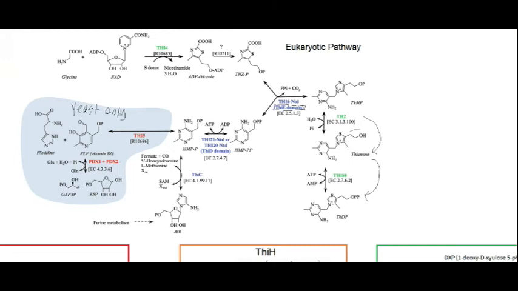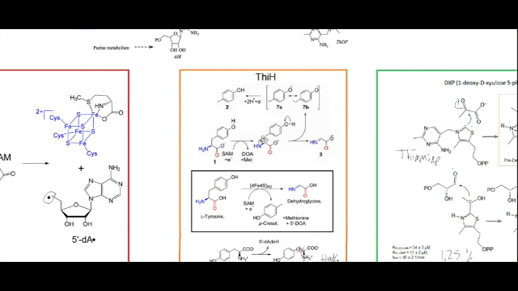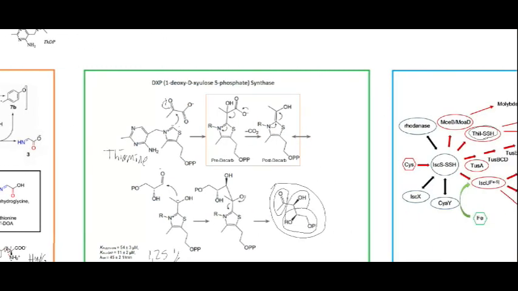I believe this is the form that we get it in our diet, but the pyrophosphate version is the kind that's actually used as a cofactor, which we actually were able to see here in this DXP synthase, using thiamine pyrophosphate as a cofactor.